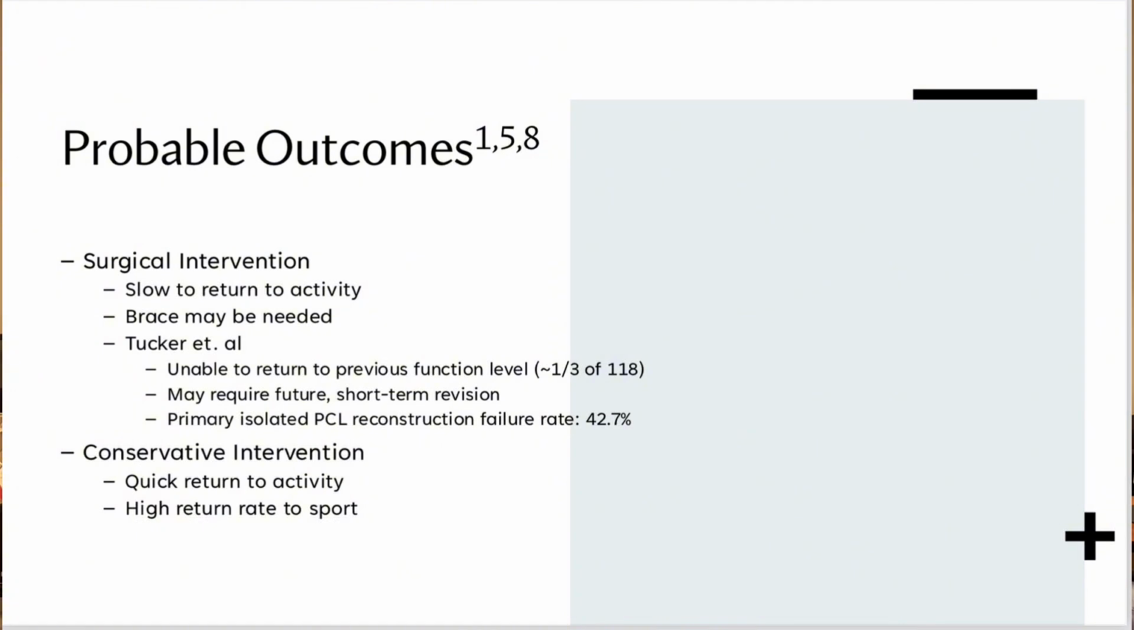And then also surgical interventions might not be the best intervention to provide when it's a grade 1 or 2 or a minor or moderate PCL sprain. Then also for conservative intervention, you have a quicker return to activity, again either 6 to 8 weeks, usually 12 to 16 though, and then you have a high return rate to sport.